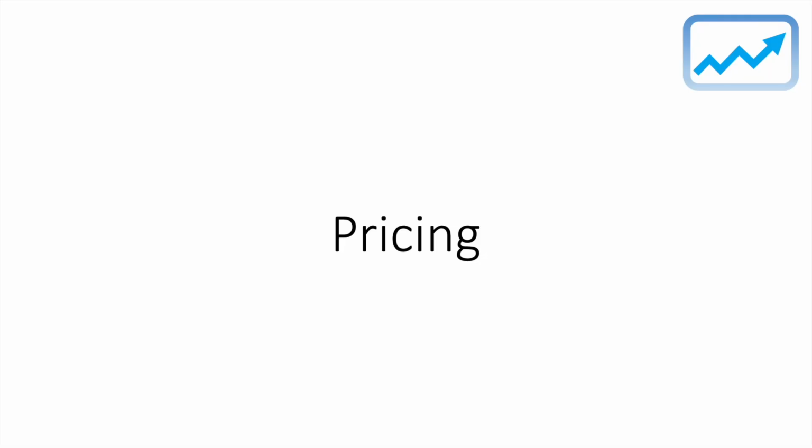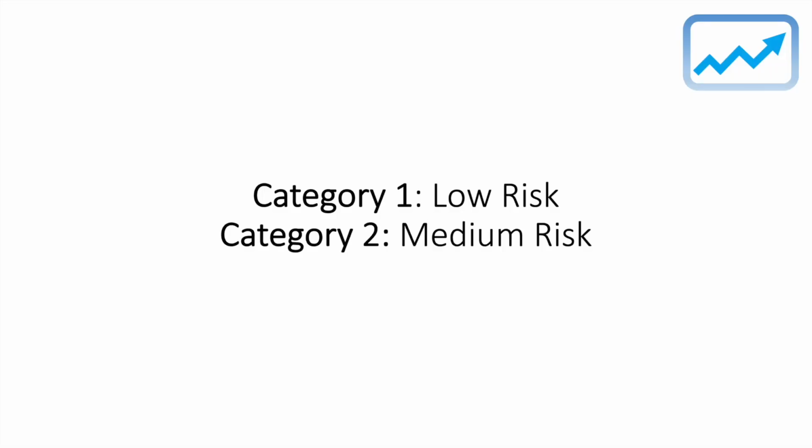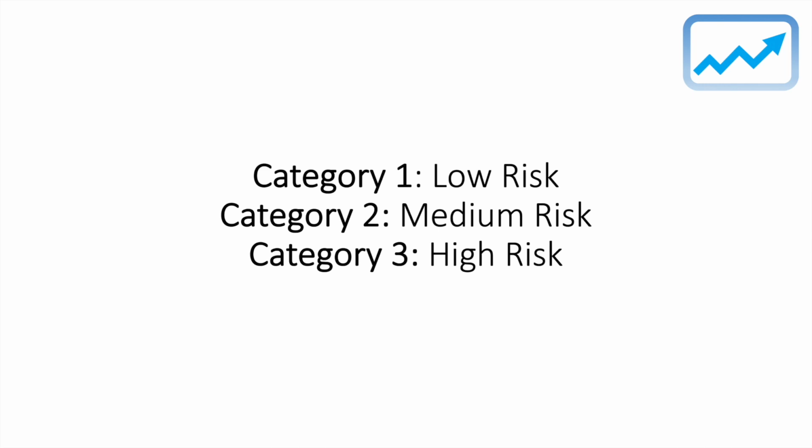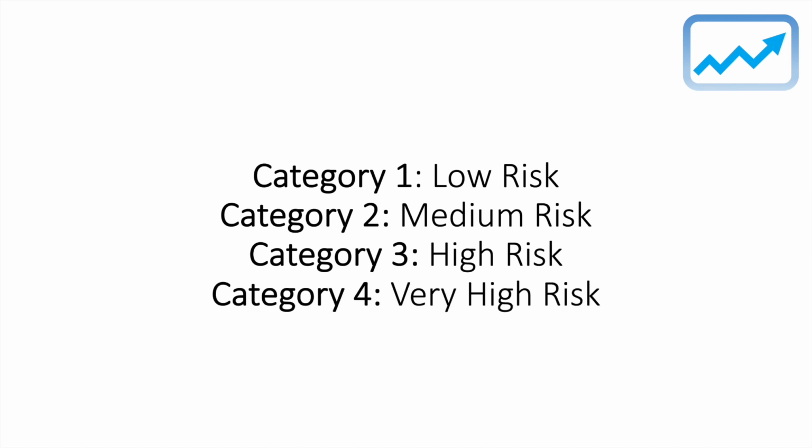So essentially for this strategy, I classify players into different risk categories, and this will enable us to evaluate the level of risk and therefore calculate the stake for each player that we are backing. So there are 4 categories. There's category 1, which are low risk players. Category 2, which are medium risk players. Category 3, high risk. And category 4, very high risk.